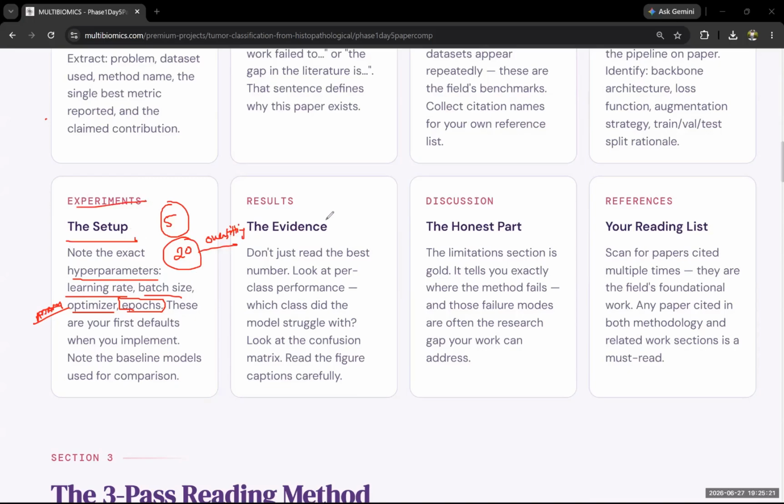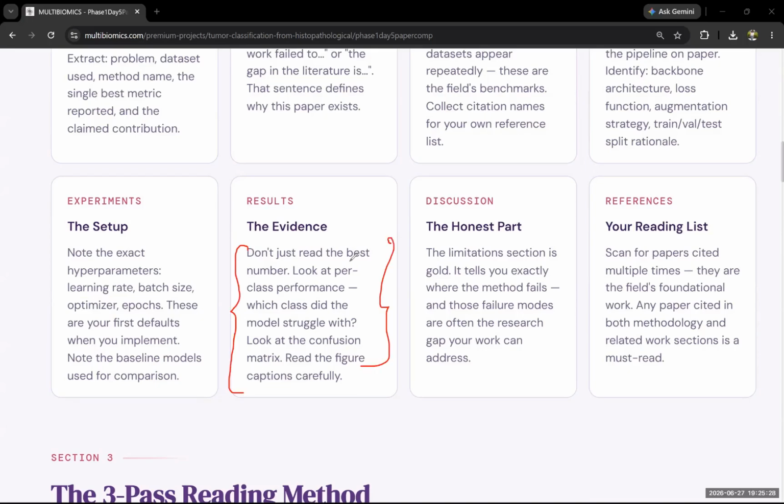Then the results will give you the evidence, the proof of their work. They will write everything about the results that they got, and they will give you the proof that their result is correct. And then you can also cross-check those results. Then the honest part, that is the discussion. They will discuss any limitations if present. If the model fails, why it failed that way.